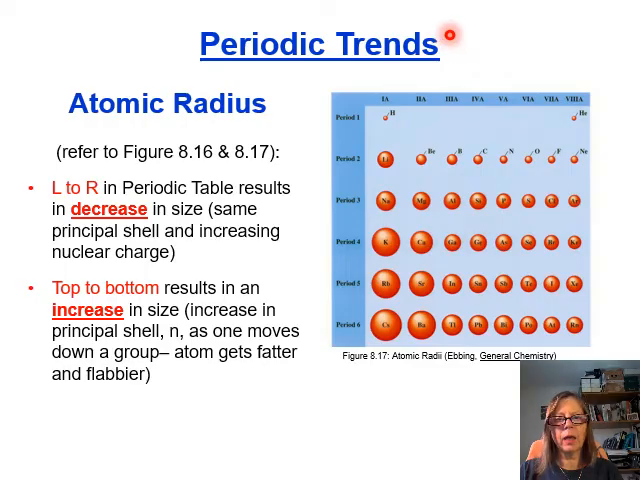In contrast, looking at elements in the same column, going down the periodic table, the size increases as we have more shells or layers of electrons, kind of like the onion. So the atom, as we go down the periodic table, gets fatter and flabbier.